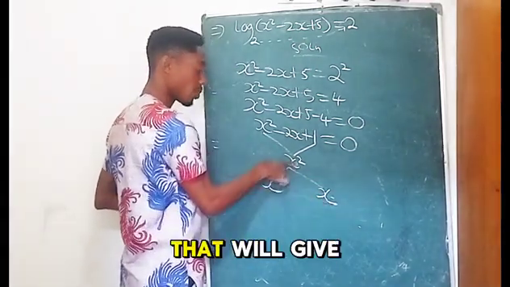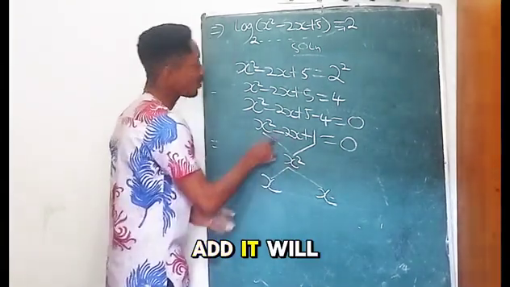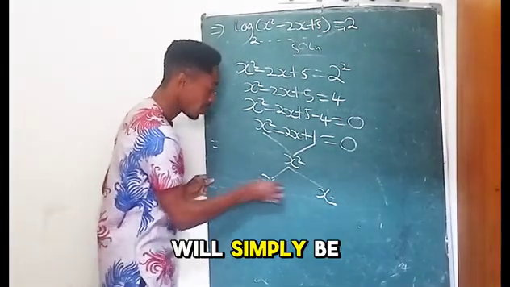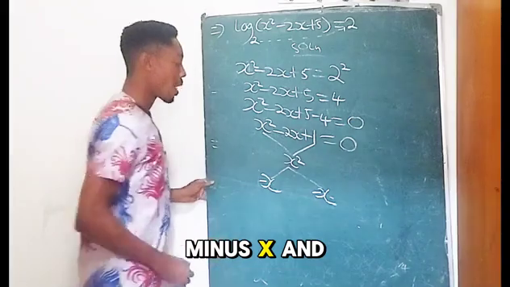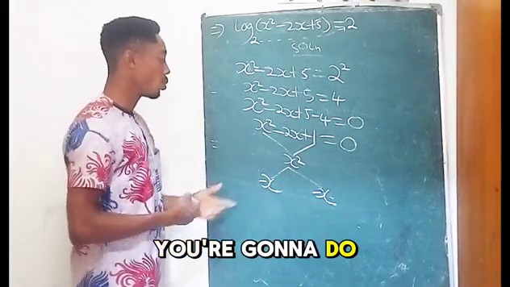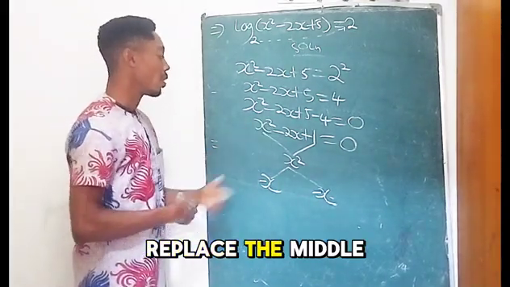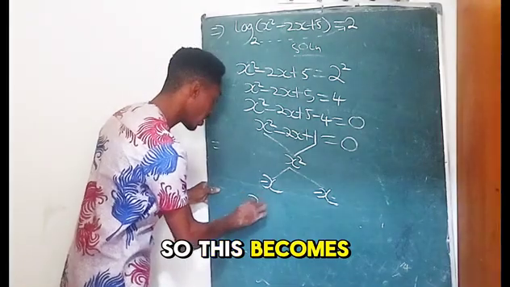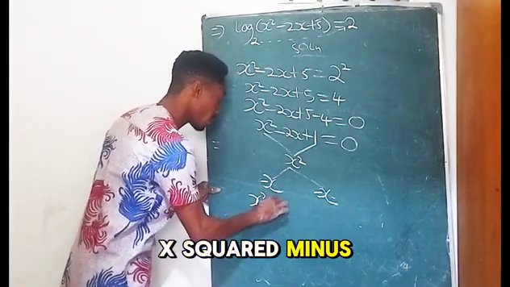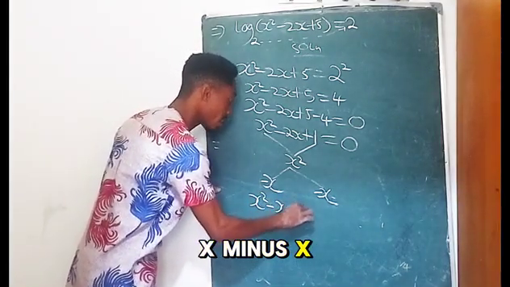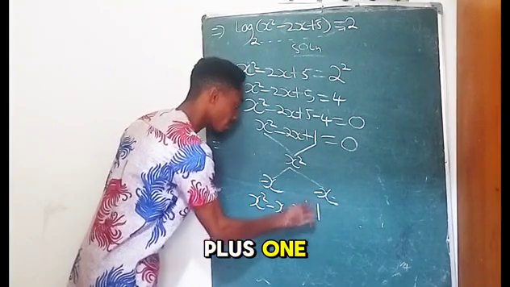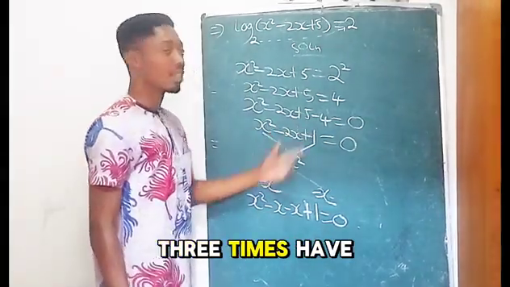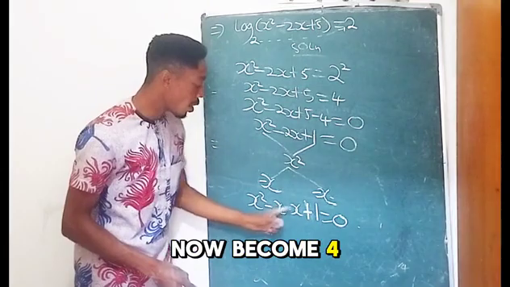The factors are x and x, that will give you x squared. But when you add, it will give you minus 2x. It's going to give you plus 2x. So the factors will simply be minus x and minus x. The next thing you're going to do, replace the middle term by these factors. So this becomes x squared minus x minus x plus 1 equals 0. 3 terms have now become 4 terms.